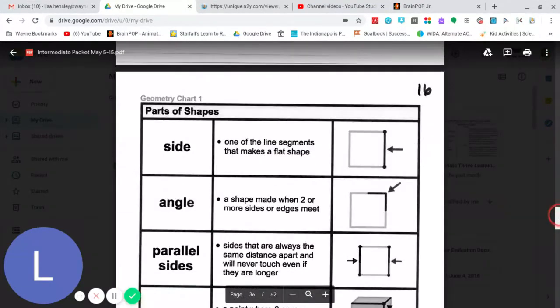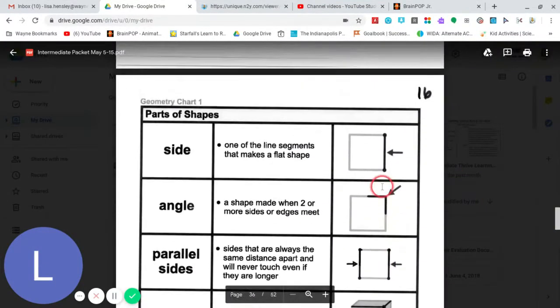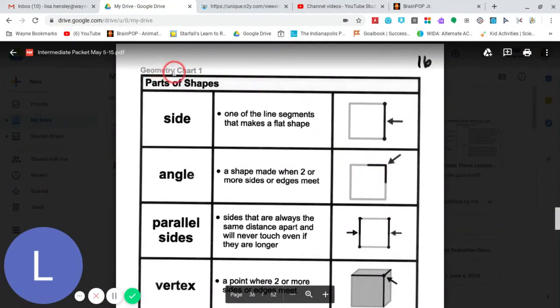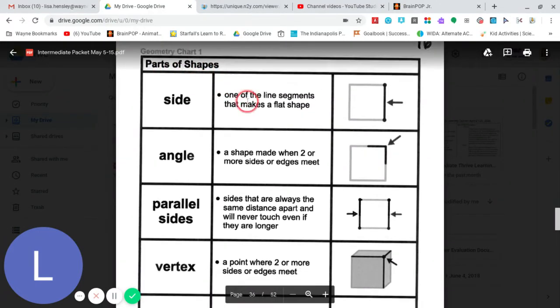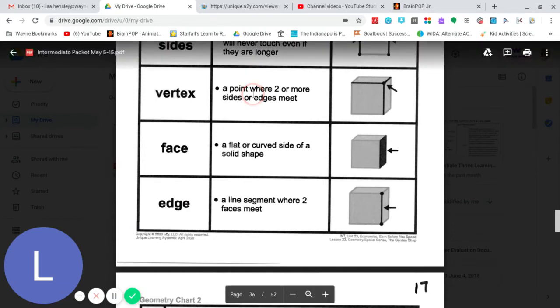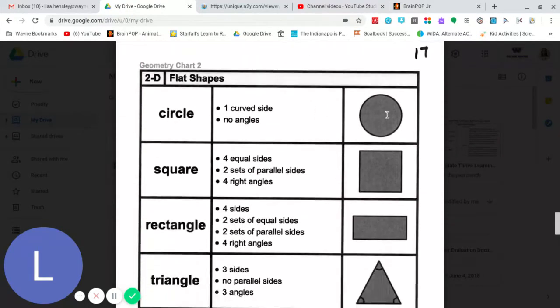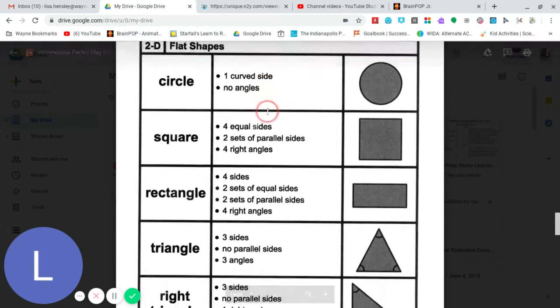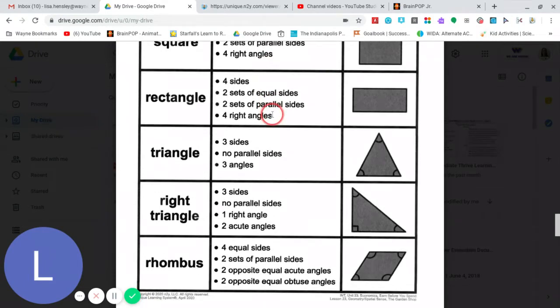Here we are. So you're going to need this page, and it says Geometry Chart 1 at the top, and it's just the parts of shapes. It's going to use some really big words that you may not know the meaning of, but this tells you what they mean and it shows you a picture of what it is. And then this is Geometry Chart 2. It's for the 2D or the flat shapes, and it just goes through what each of them are and a description of them.